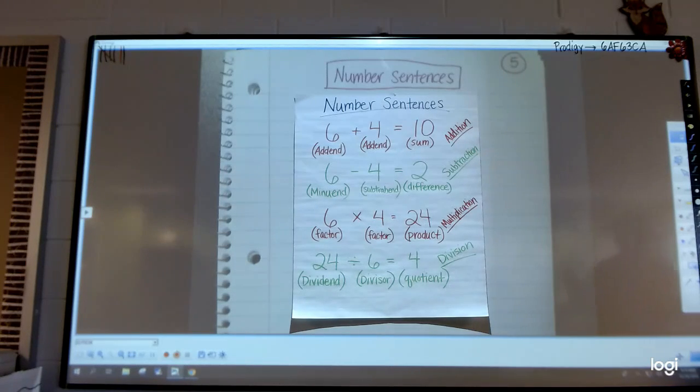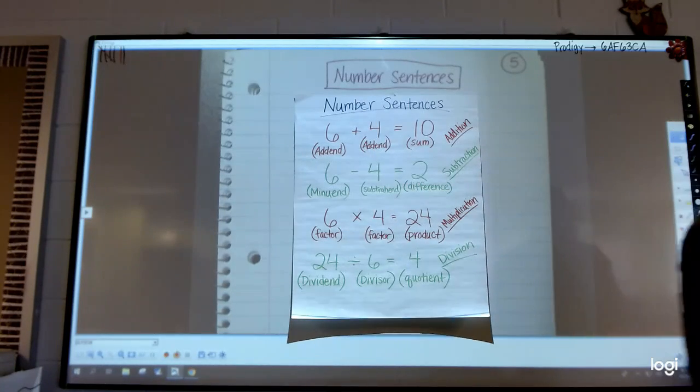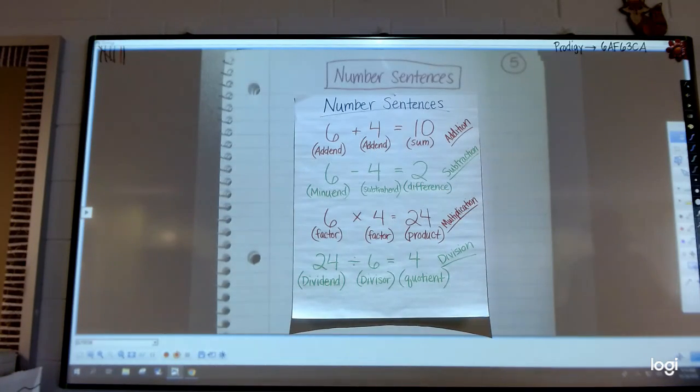What do I call the numbers I add together to find the sum? What do I call those? Madeline? Quotient. Think about what I'm saying. What do I call the numbers I add together to find my sum? Add-ins. Okay, they're both the same because I can switch them around. It doesn't matter.